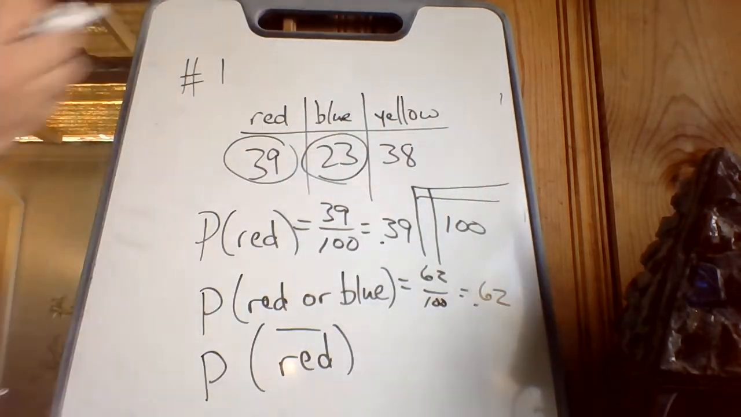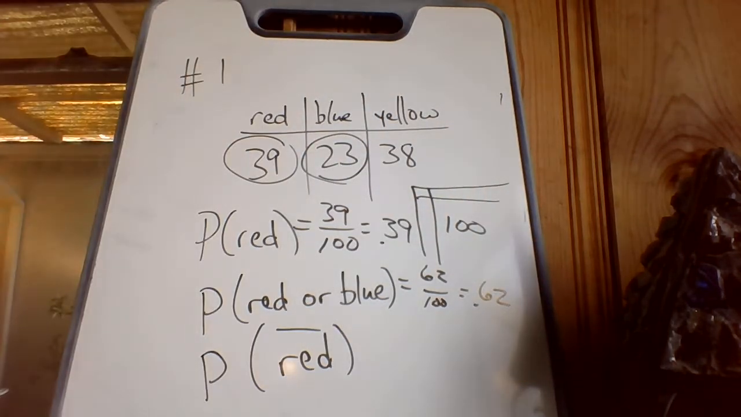Now here, if you leave it as a fraction, you'd have to reduce that. You'd have to call that 31 out of 50. And I just don't want to even figure out if stuff reduces, so I just change them into decimals.